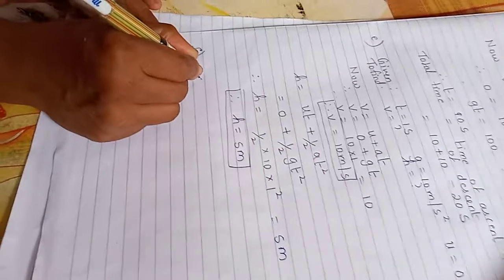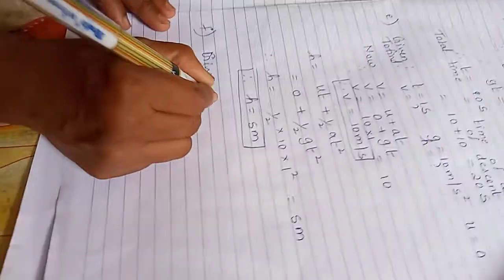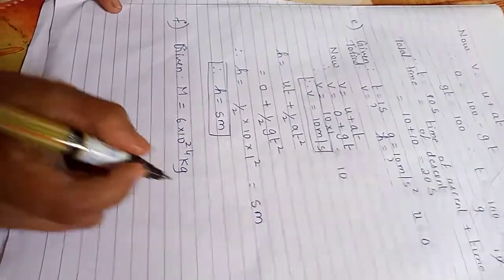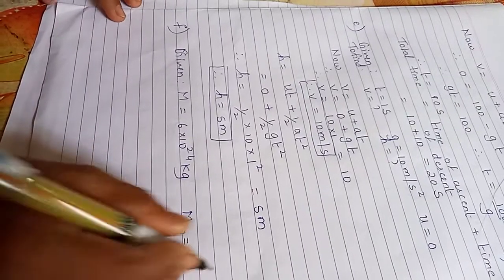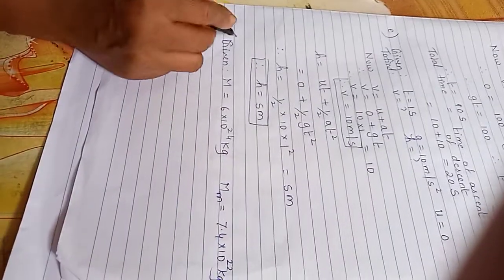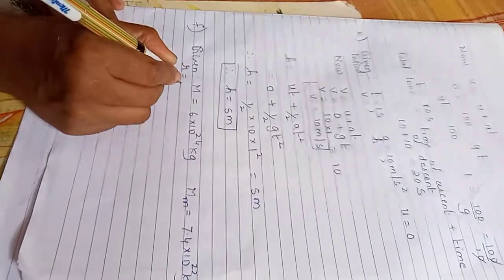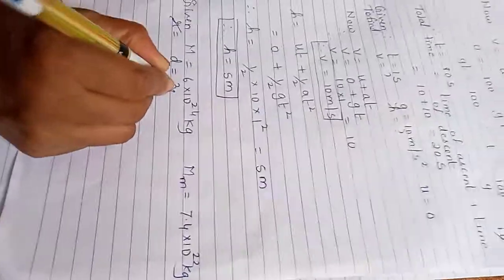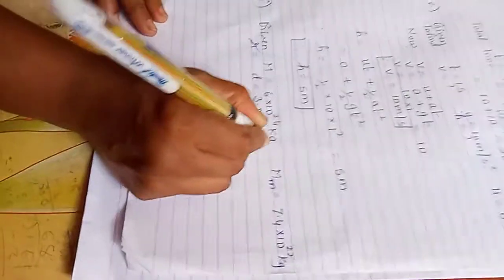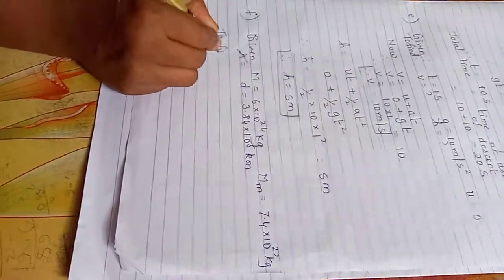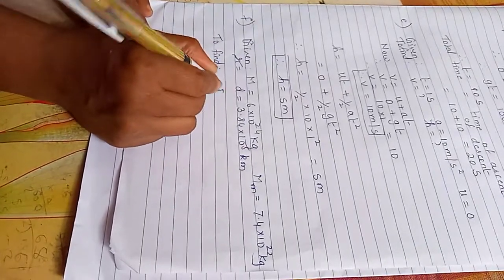Students, problem number F. Mass of earth and moon. Mass of earth is 6 into 10 raised to 24 kg. They are the real values. Mass of moon is 7.4 into 10 raised to 22 kg. Distance between them, in the textbook it has been given D, so you write it D. 3.84 into 10 raised to 5 kilometer, which is not the SI unit. To find what? The gravitational force between them.